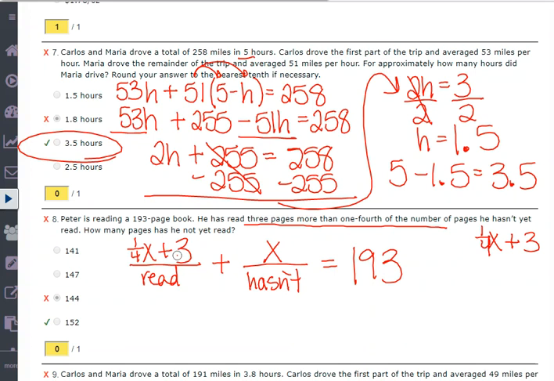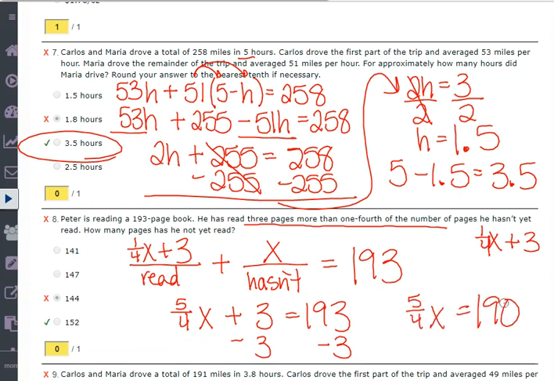So now we have an equation. 1/4 x plus 3 plus x equals 193. So 1/4 plus x, or 1x, is 5/4 x, or 1.25, plus 3 equals 193. We are going to subtract 3 from both sides. That gives us 5/4 x equals 190. I'm going to go ahead and change this to a decimal because it's going to be easier to work with in my calculator.